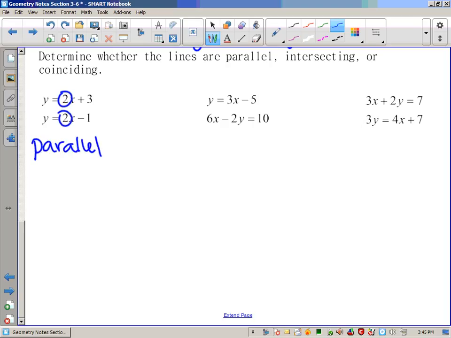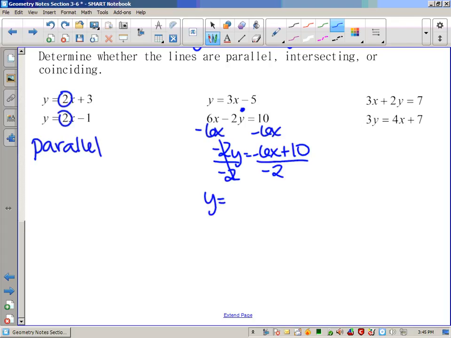If I look at the next one, the first equation is in y equals mx plus b, but the second one is not. I want to get y by itself. I would subtract 6x from both sides. And then divide by -2. So I would get y equals -6 divided by -2 is +3. 10 divided by -2 is -5. If I look here, both the slopes and the y-intercepts are exactly the same, so this would be coinciding.